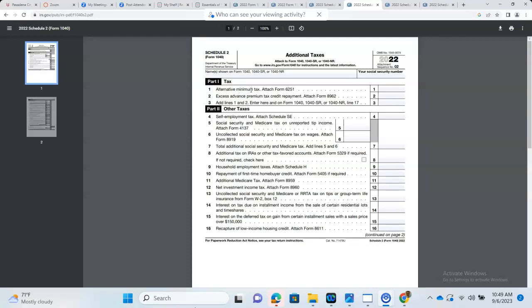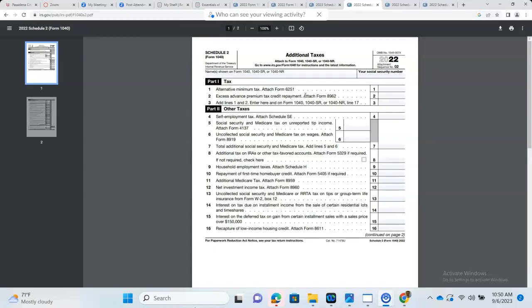Line 1 is alternative minimum tax. Alternative minimum tax is a tax that they normally want to charge on rich people who have a lot of income, at least to make sure they pay a fair share of the tax. So no matter what they do, they still have to make sure that they are paying the tax that the government is expecting. That's why alternative minimum tax will apply to those high-income individuals, not low-income families. And there is another tax that, again, is important. It's advanced premium tax credit repayment.